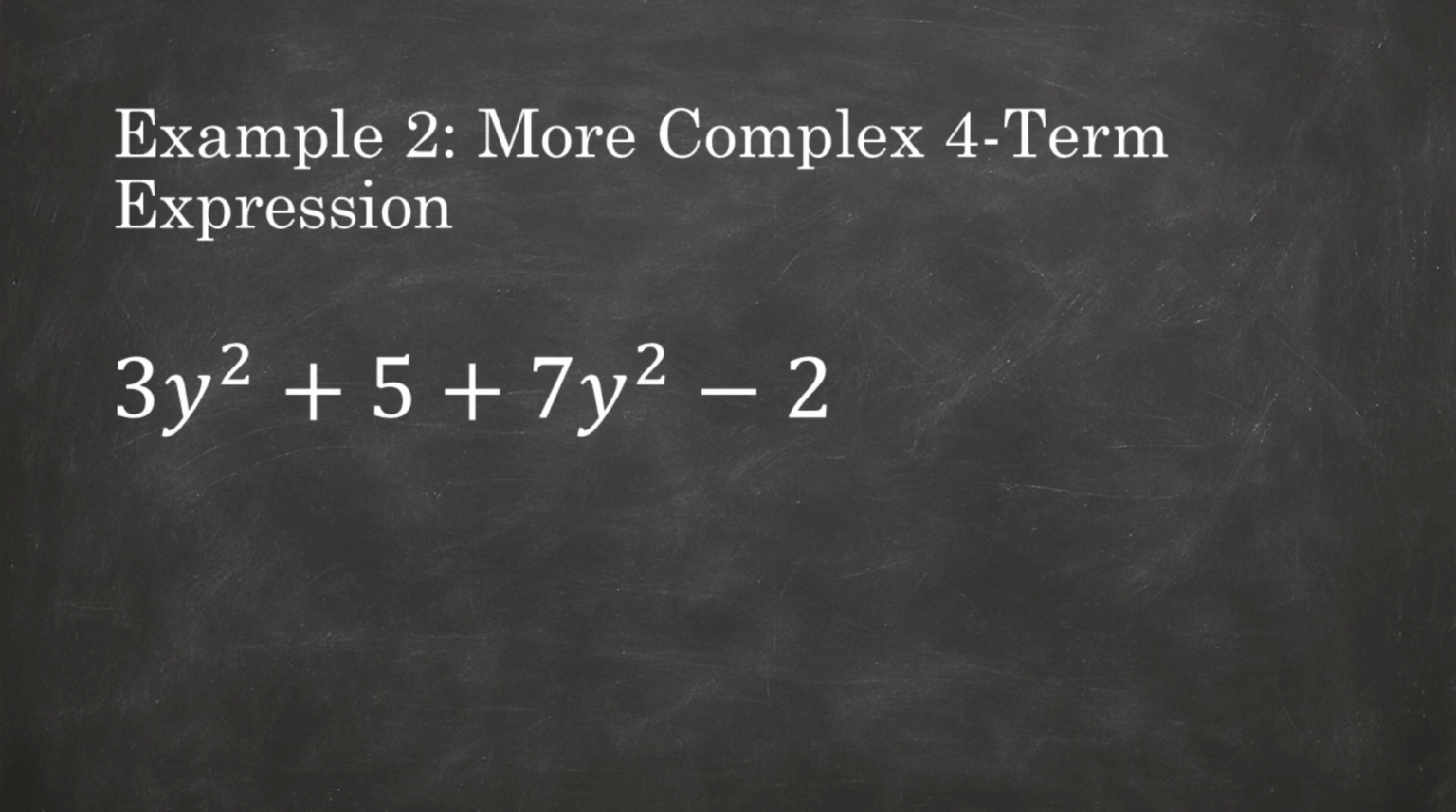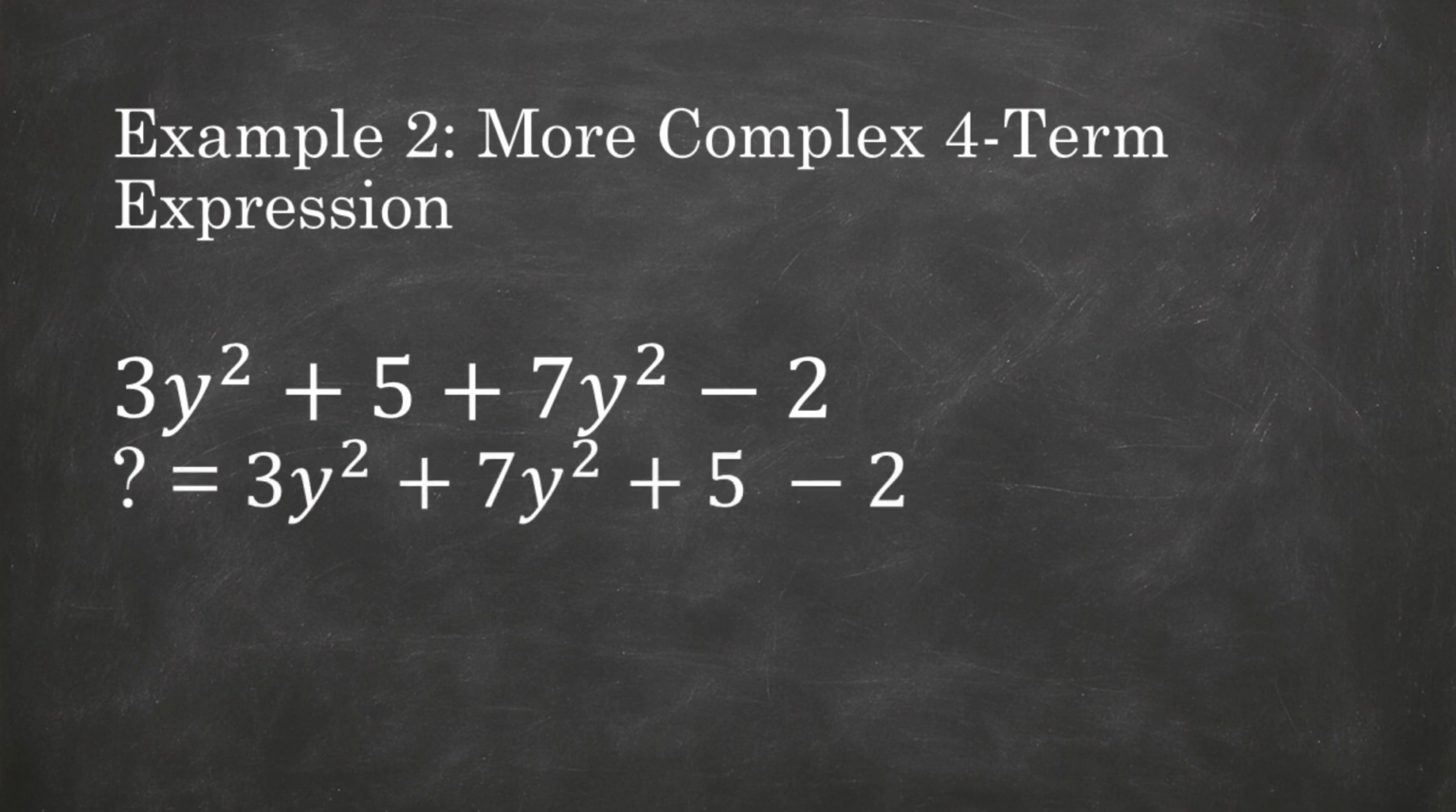Let's try a more complex four-term expression, 3y squared plus 5 plus 7y squared minus 2. First, let's group the similar terms. 3y squared and 7y squared have identical variables, which is y squared. On the other hand, 5 and -2 are both constants, so we can group them together. Now, our goal is to combine them separately.